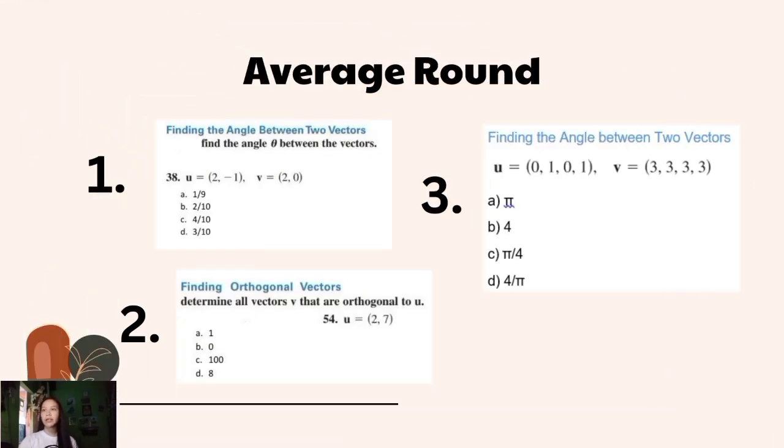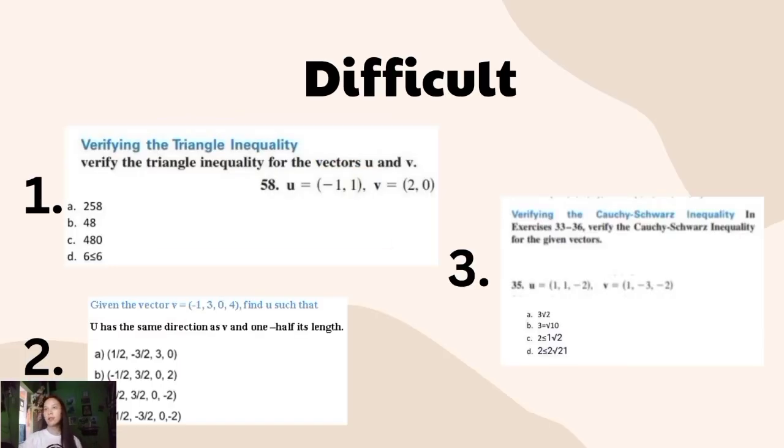In the average round, you are going to find the angle between two vectors, find orthogonal vectors, and find the angle between two vectors. And in the difficult round, you are going to verify the triangle inequality for the vectors u and v. Next is, given the vector v, find a vector that has the same direction as v and 1/2 its length. Next is to verify the Cauchy-Schwarz inequality.